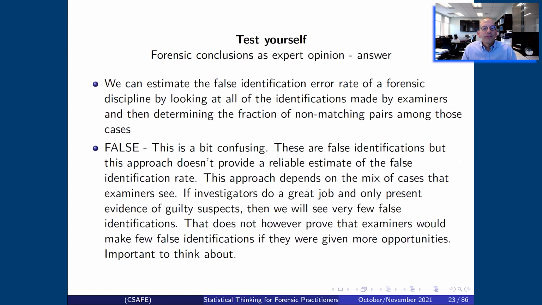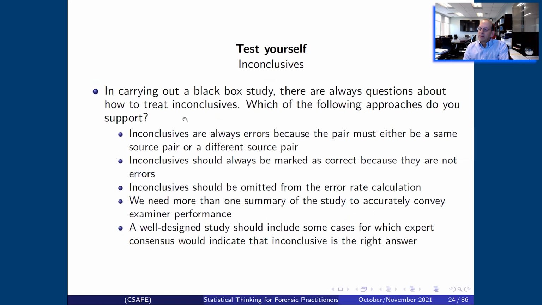And then the fourth item says, we can estimate the false identification rate by looking only at identifications and figuring out which ones get it wrong. Remember, this is what I call the false discovery rate, or 1 minus the positive predictive value. And that doesn't work because it depends on the mix of cases that people are seeing. So I'm going to leave that behind.